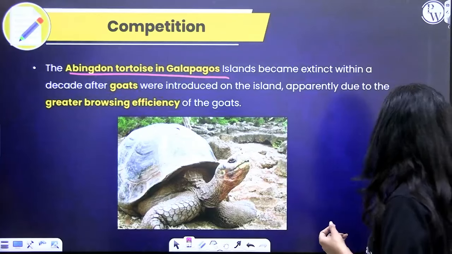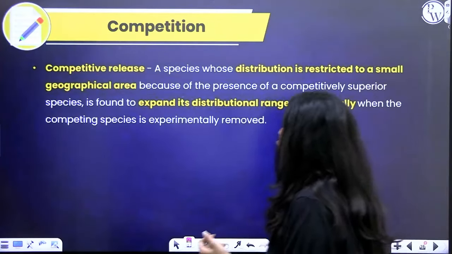Within about 10 years, this huge, mighty Galapagos Abingdon tortoise species went extinct. Now let's talk about competitive release.